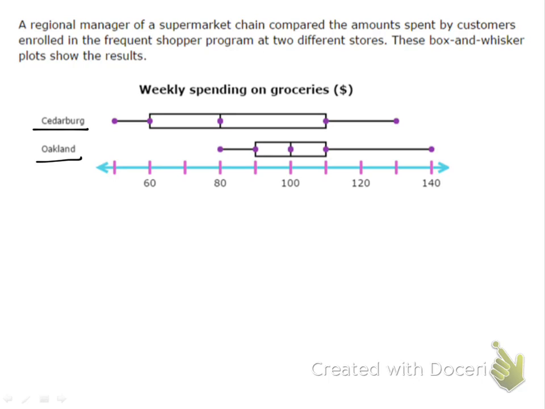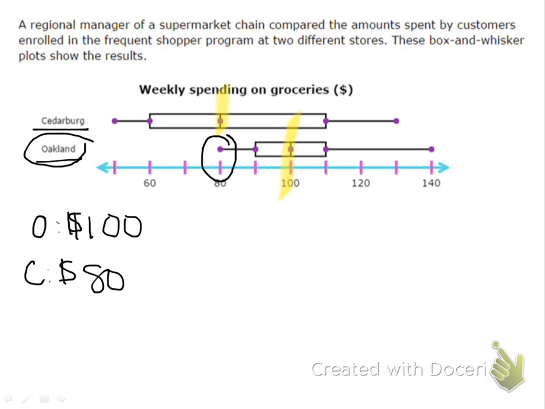First thing we should look at is always our median. What can we tell from our median right away? Hopefully you can see that in our median, Oakland spent $100 a week. Let's put an O, $100 a week. Whereas in Cedarburg, I'll put a C, they only spent $80 a week, so they spent less. Another thing you can see, the minimum amount that was spent in Oakland was actually the same as the median amount spent in Cedarburg. So what's very interesting is that in Oakland, more money is spent every week.